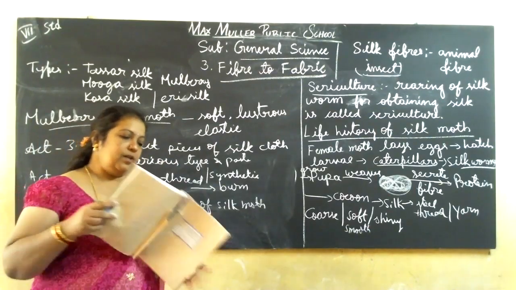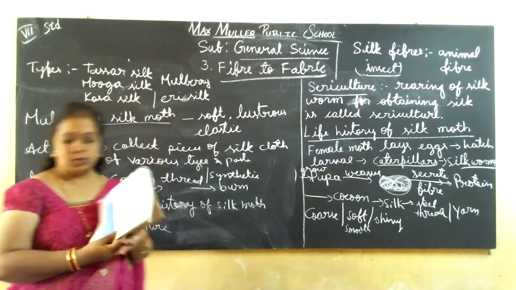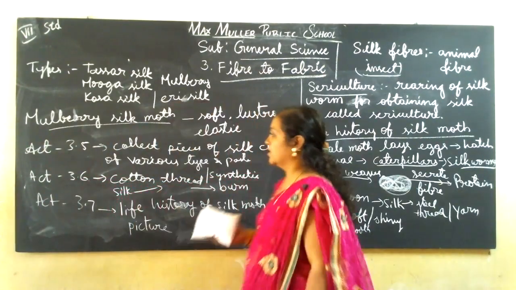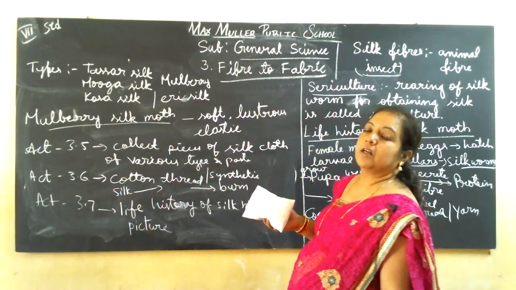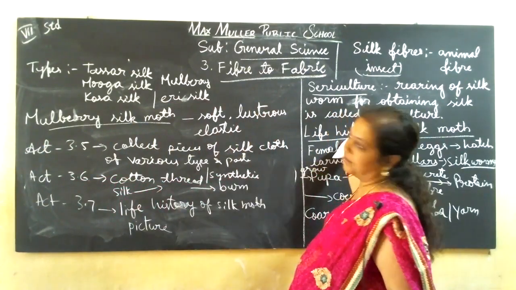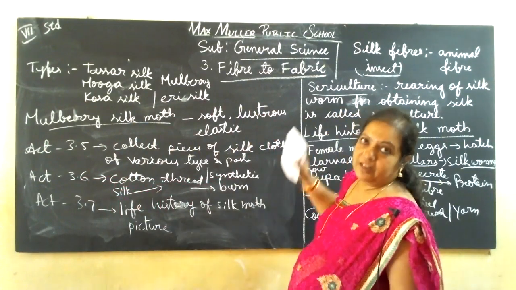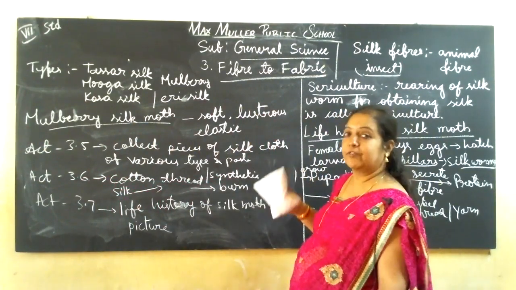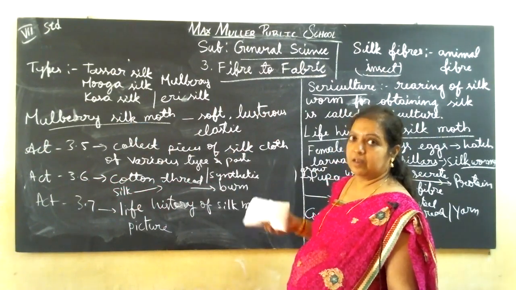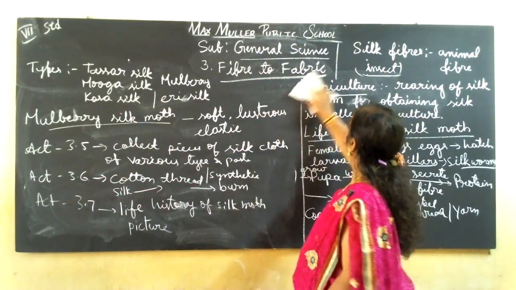Now we will move to from cocoon to silk. From cocoon, how they will make the silk thread. Until the cocoon formation is the step of life history of the silk moth. Now we are studying from cocoon. After getting the cocoon, how the thread will be given out from the cocoon. That we are learning.